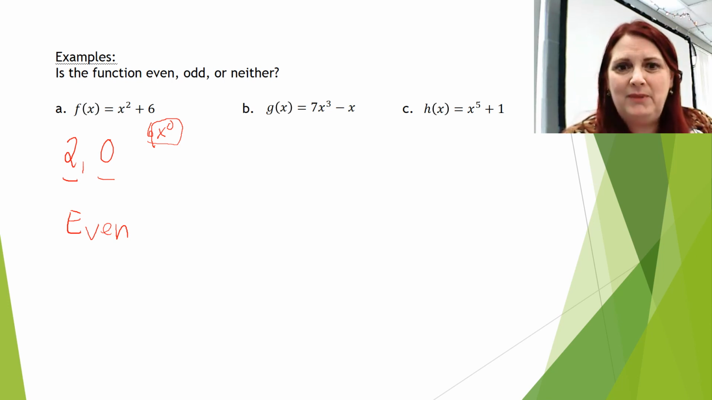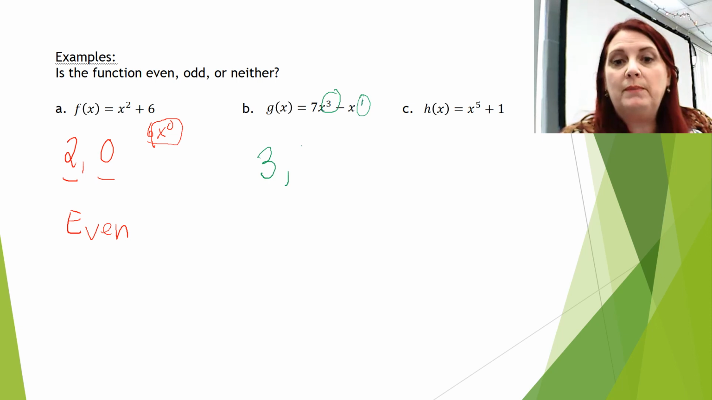Let's take a look at b. We've got 7x cubed minus x. Well, the exponent on this first one is 3. The exponent on the second one, if there isn't one, you assume it to be 1. So the exponents are 3 and 1. Those are both odd. So this function is odd.